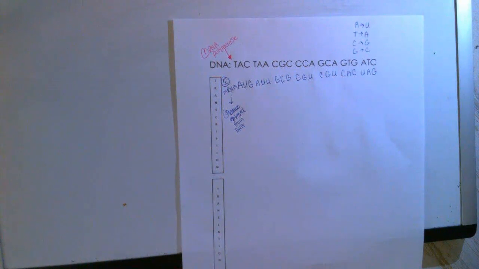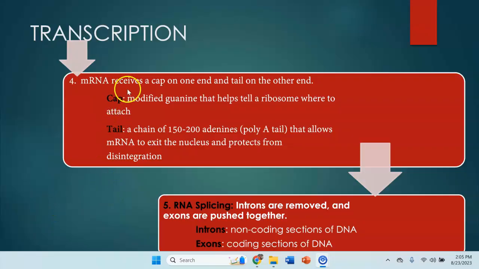So going back now to finishing up this step, transcription. The next thing that's going to happen is what's called a modification put on the messenger RNA. So two things are going to happen. The first is going to be called a cap. So a cap is going to be placed at the very front of the messenger RNA strand. And basically this is a modified guanine, and it's going to help tell a ribosome where to attach.